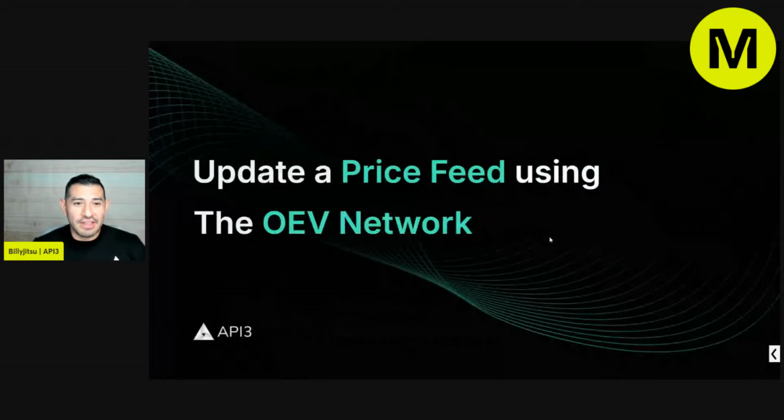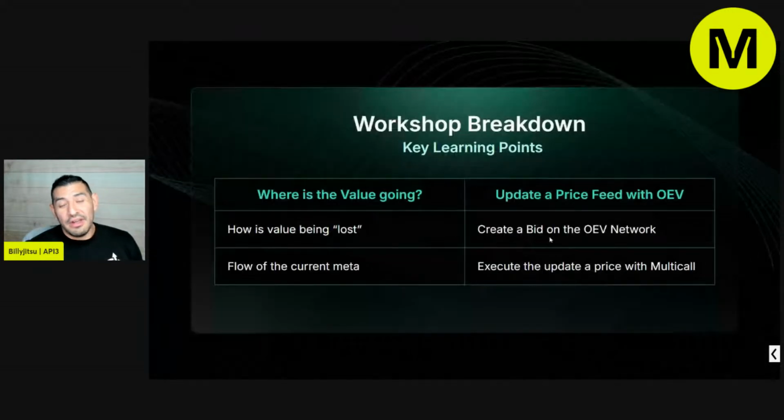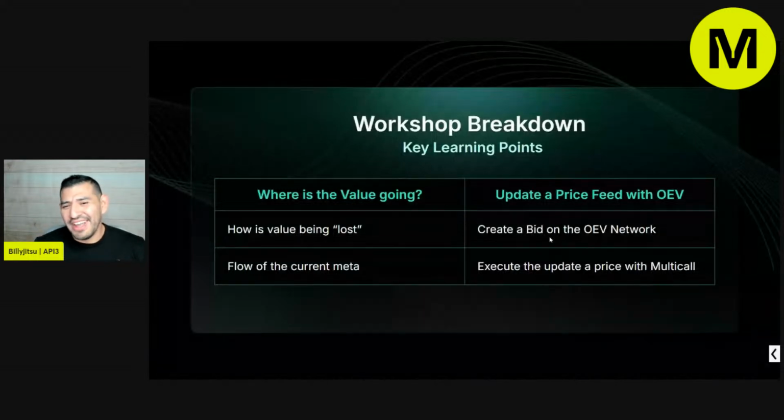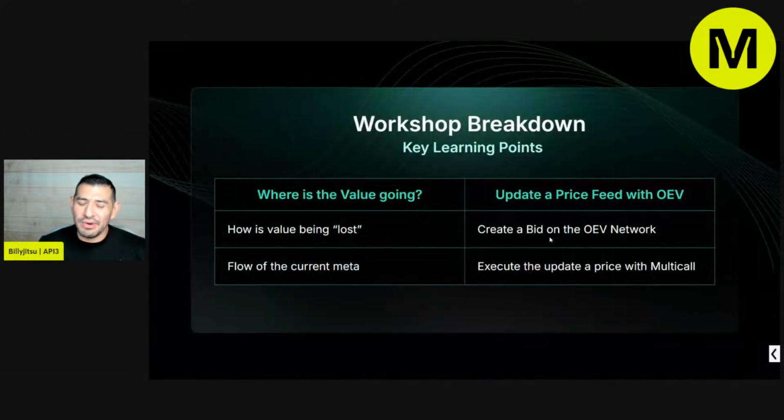Okay, so we're going to go ahead and talk about today's subject, which is updating a price feed using the OEV network. All right, so the workshop breakdown. Here are the key learning points for the workshop: where is the value going, right? Oracle extractable value. Where is that value? How is value being lost on dApps? What's the current flow of MEV? What's the current meta, right? And then the most important part, why I'm here today, is updating a price feed on the OEV network. So we're going to bid for the right to update that in the fast lane. And then we're going to actually execute a price update with something called a multicall. There are a lot of skills that you need to learn. They're not too horrible, but when you're coming in blind, it's a little bit tough. So hence the point of the workshop today.